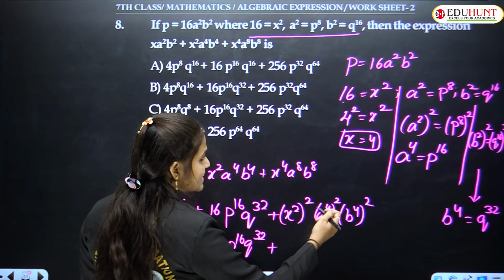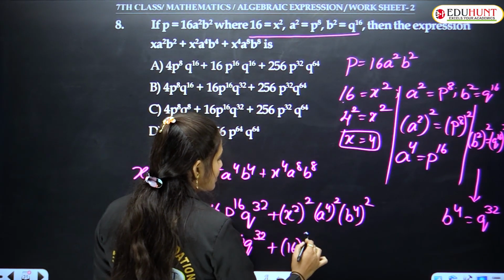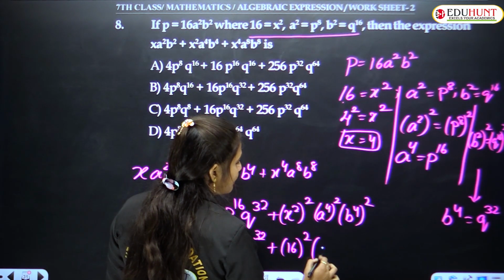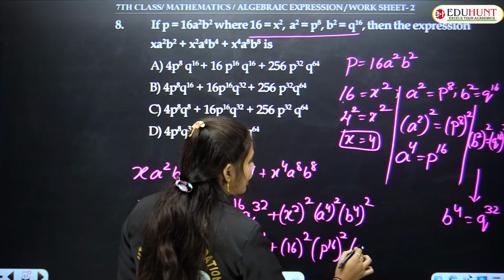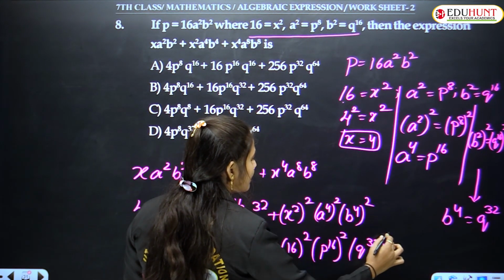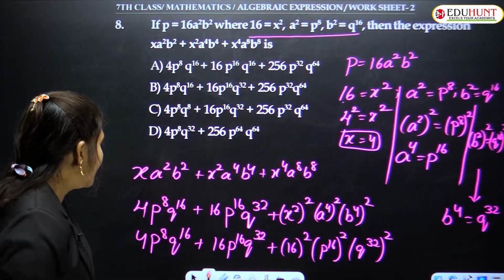Okay, that's why here x square is equal to what is the value ma? 16. 16 whole square. a power 4 is equal to p power 16 whole square. b power 4 is equal to q power 32 whole square. Okay. Now simplify it.